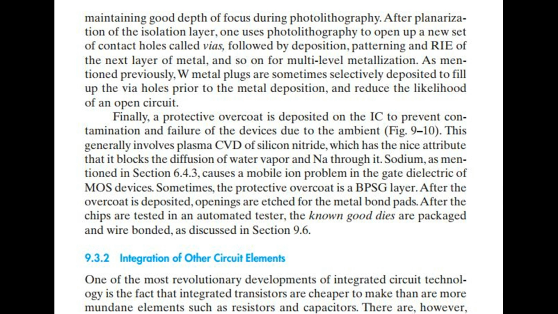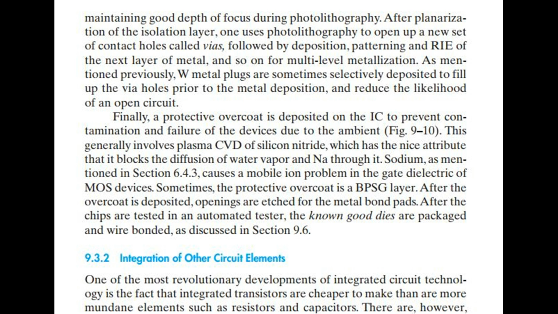Finally, a protective overcoat is deposited on the integrated circuit to prevent contamination and failure of the devices due to the ambient, Fig 9.10. This generally involves plasma CVD of silicon nitride, which has the nice attribute that it blocks the diffusion of water vapor and sodium through it. Sodium, as mentioned in section 6.4.3, causes a mobile ion problem in the gate dielectric of metal oxide semiconductor devices.